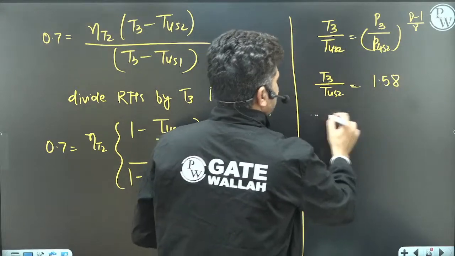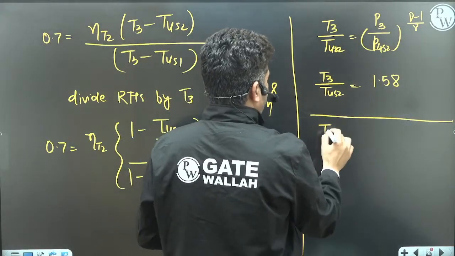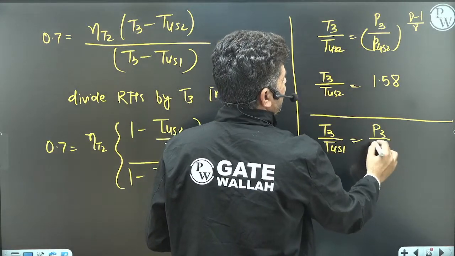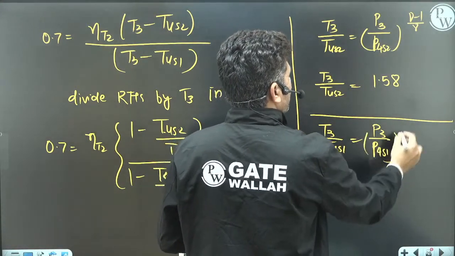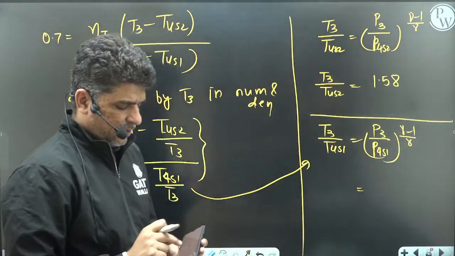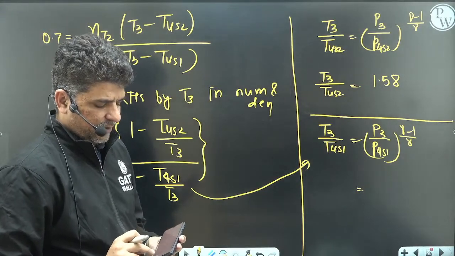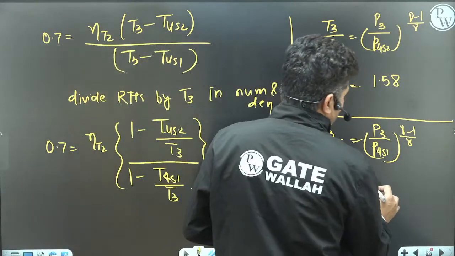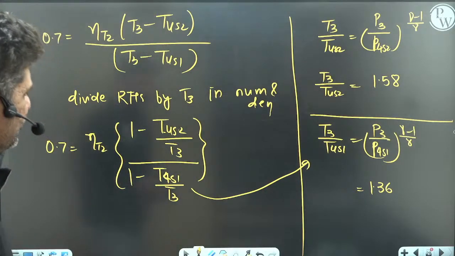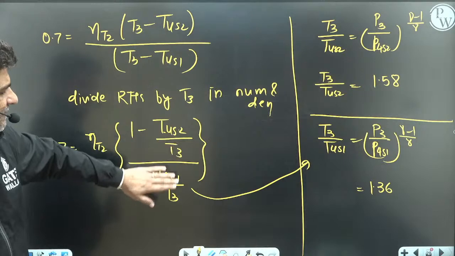Similarly, for the bottom case, you can calculate T3 by T4S1 is equal to P3 by P4S1 to the power gamma minus 1 over gamma, and here the pressure ratio is given as 3. So 3 to the power 0.4 divided by 1.4. So 1.36. Okay. So once you have calculated both these two values, now you can put the values over here.